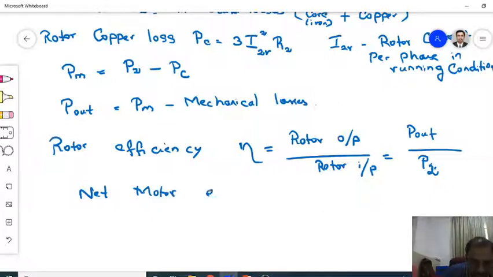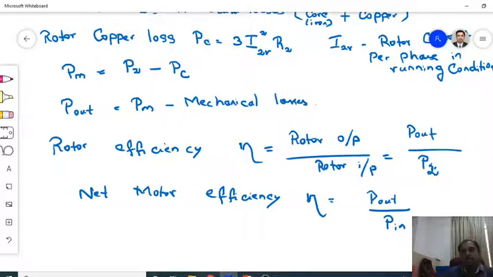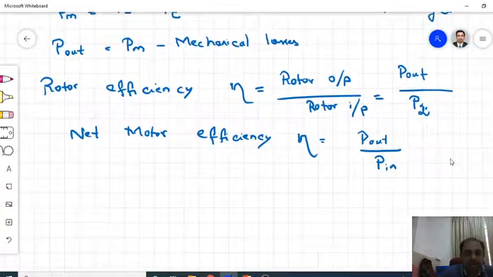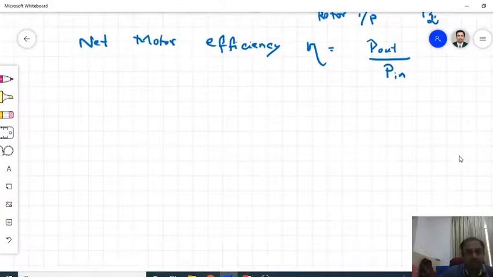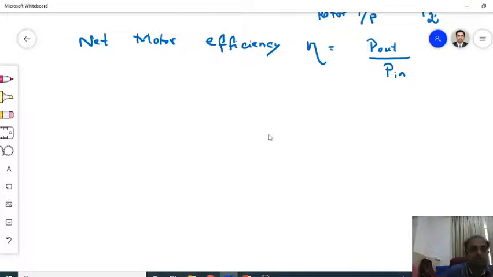Okay. So now we are going to calculate net motor efficiency, eta, equal to net output at shaft, P out, divided by P in. This is the overall output, P out by P in.